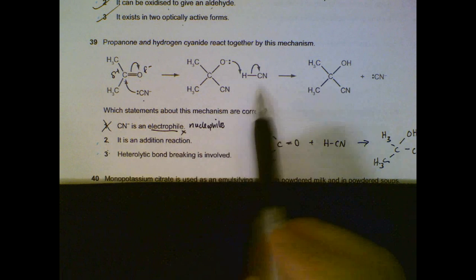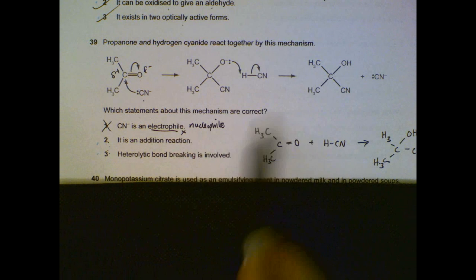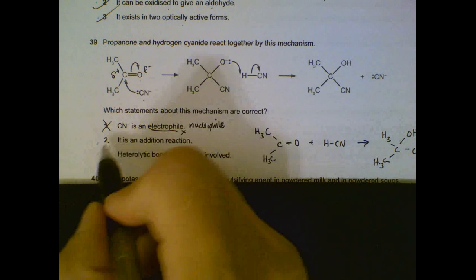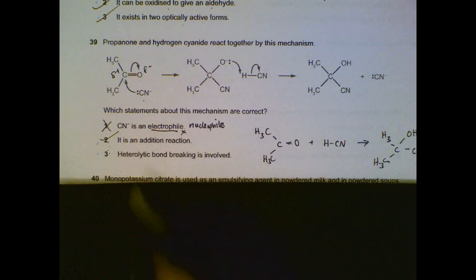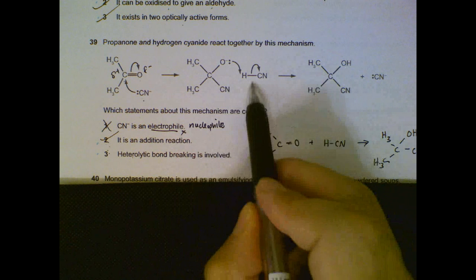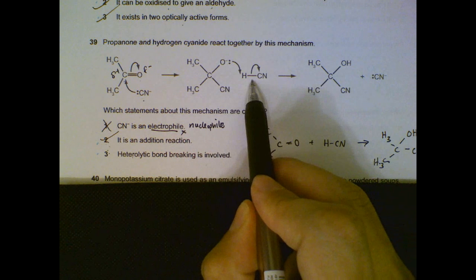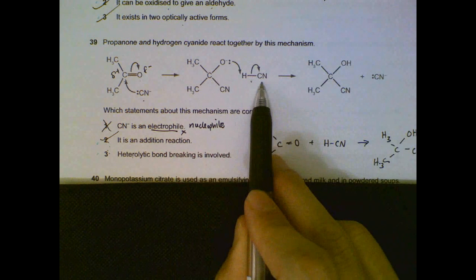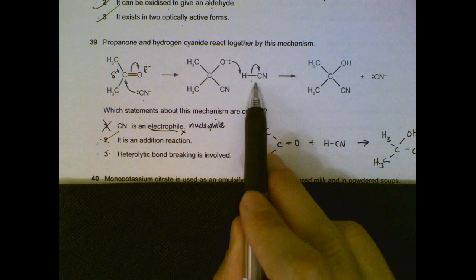Okay. It is an addition reaction because overall, if you have a propanone and your hydrogen cyanide, the final product you get will be here, one single molecule. So addition reaction. Heterolytic bond breaking is involved. Heterolytic bond breaking, if you focus on this one, both of the electrons are passed to your cyanide. Right, so that's your heterolytic bond breaking.